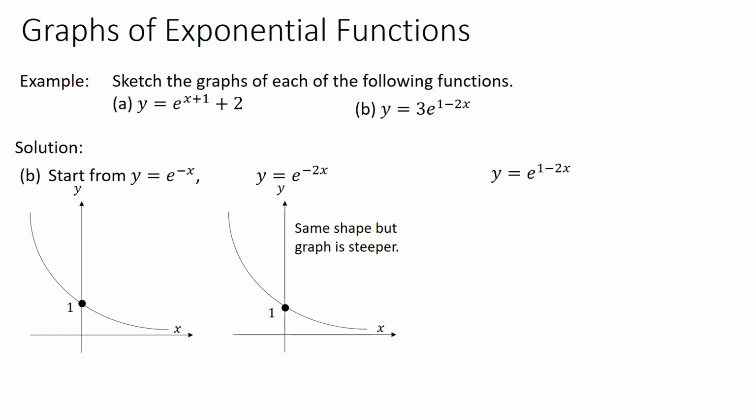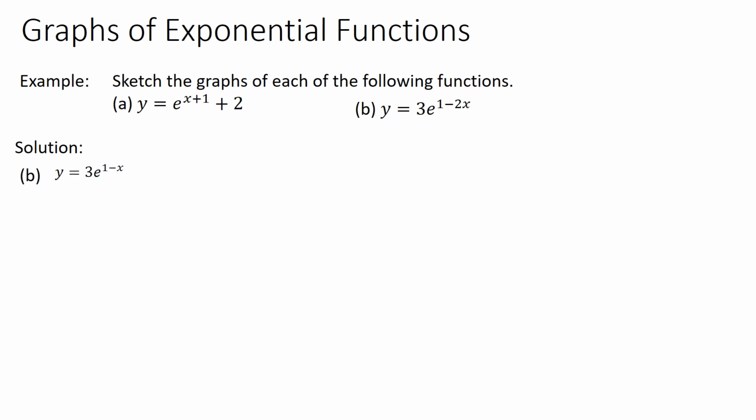Next one, we move on to y equals e to the power of 1 minus 2x. Now what we need to do is, when x goes to 0, the y will be e. Hence, this point will be e. Next, y equals 3e to the power of 1 minus 2x. So we need to multiply all the y values by 3. In other words, this is the graph and it cuts the y-axis at 3e now.